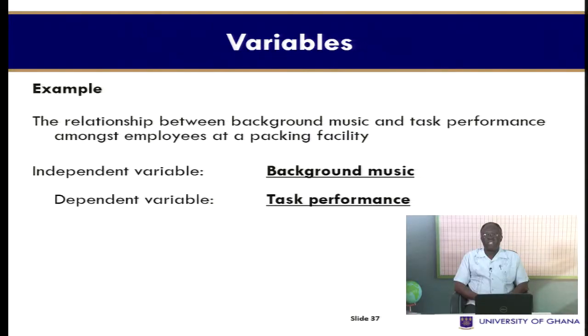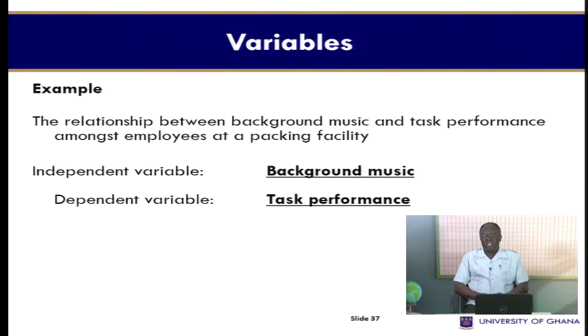Let us look at one example. The relationship between background music and task performance amongst employees at a parking facility. We are looking at this hypothesis: there is a relationship between background music and task performance amongst employees at a parking facility. This is a hypothesis we want to investigate. So can you identify the independent variable? Let us go ahead and do that. The independent variable in this example is background music, whilst the dependent variable is task performance.